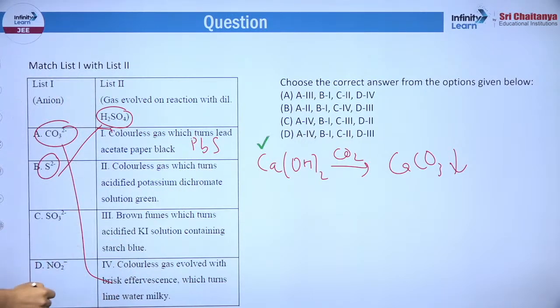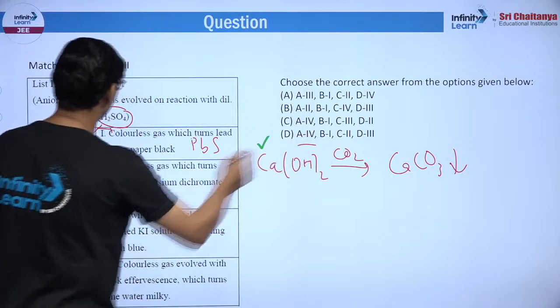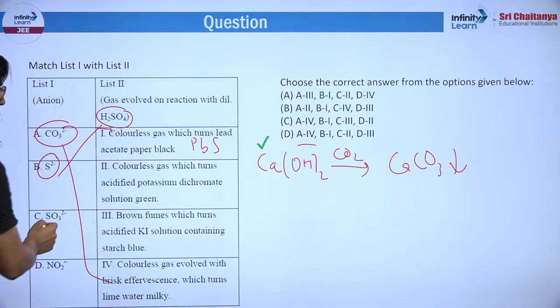ठीक है. Like that you can solve and you will find that A matches with fourth, correct, B matches with first, absolutely correct, C matches with second.